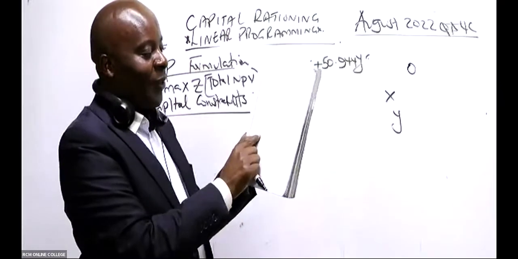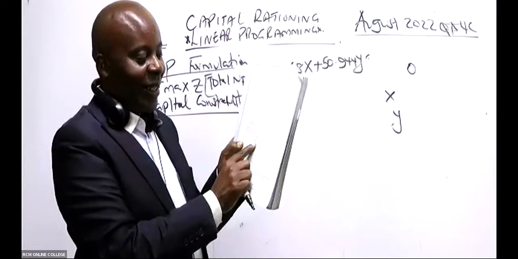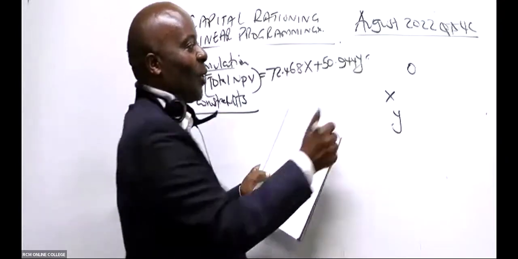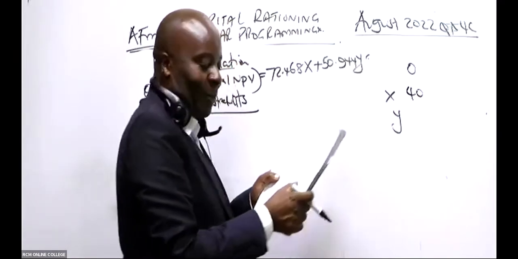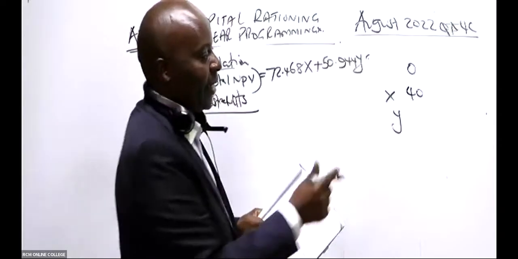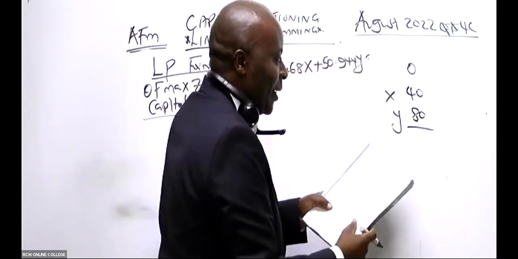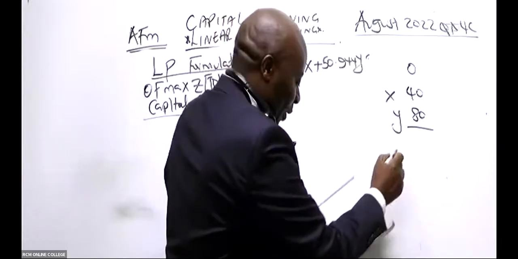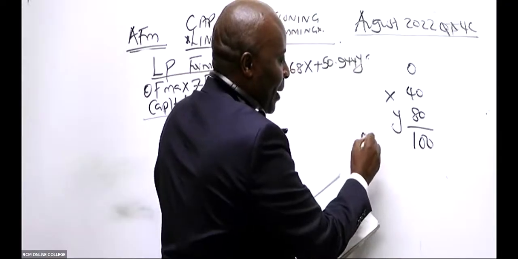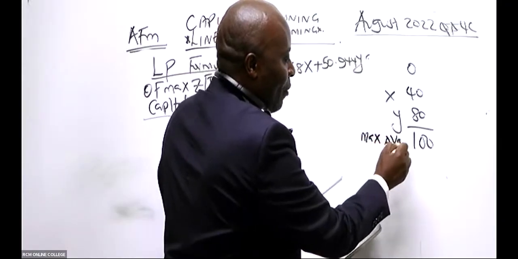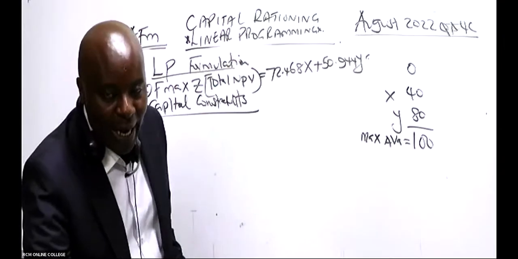From table 1, year 0, X needs how much? X needs 40, isn't it? So at year 0, X needs 40. And then Y needs how much? 80. And how much do you have in total to invest in year 0? 120 or 100? 100. Don't add. The maximum available is 100 at time 0.